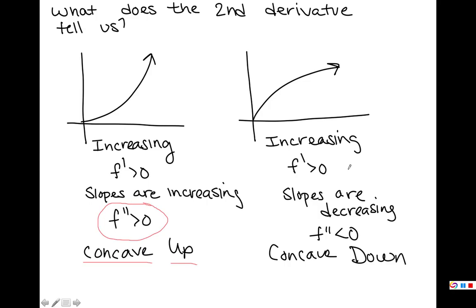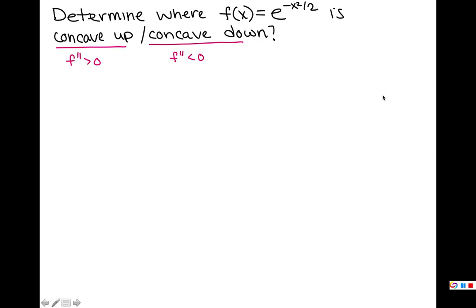Whereas the graph on the right, the slopes are decreasing. And anytime the slopes are decreasing, we say the second derivative is negative, and we'll call the shape of this concave down. It's curved down. Okay, so the second derivative tells us whether a graph is concave up or concave down. So it tells us basically which way the graph is curved.